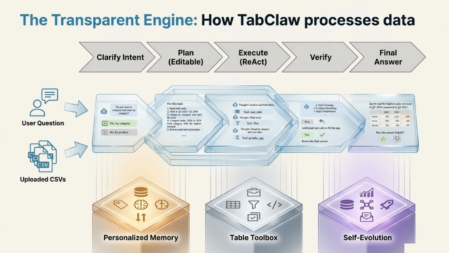So, how does this transparent engine actually process your data? Whenever you upload CSV files and ask a question, TabClaw guides the process through a clear, 5-step pipeline: clarify intent, plan, execute, verify, and finally, the answer. Beneath this pipeline, the system is supported by 3 core foundations: a personalized memory, a robust table toolbox, and a self-evolution mechanism.